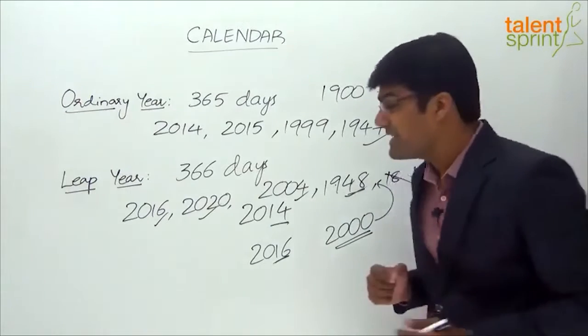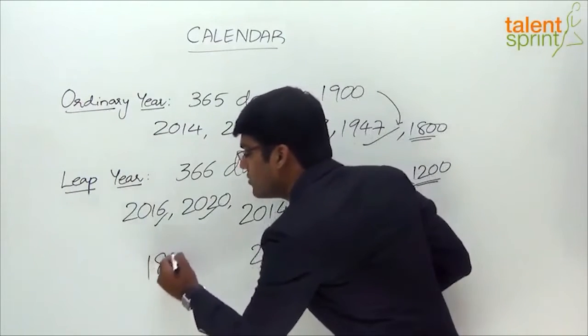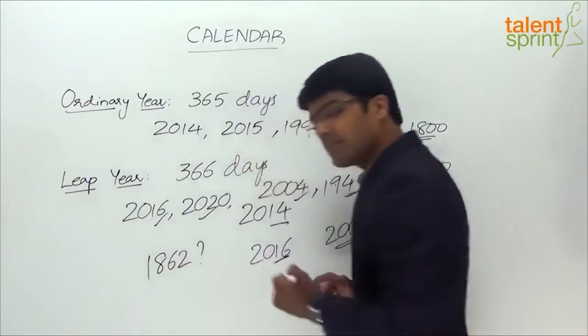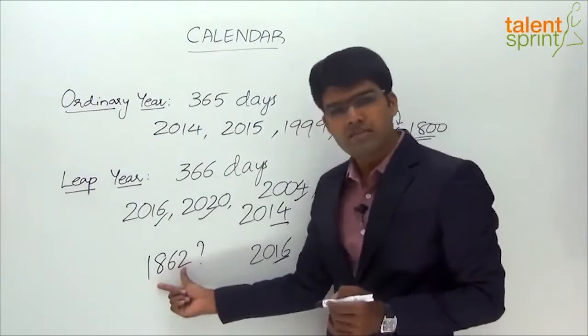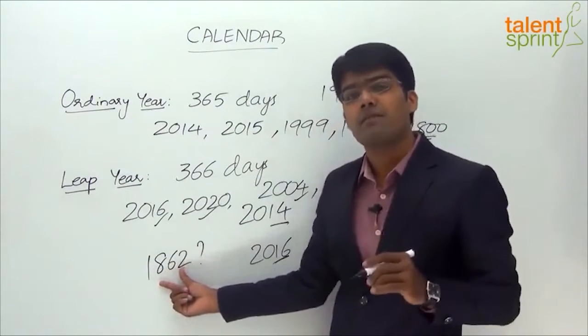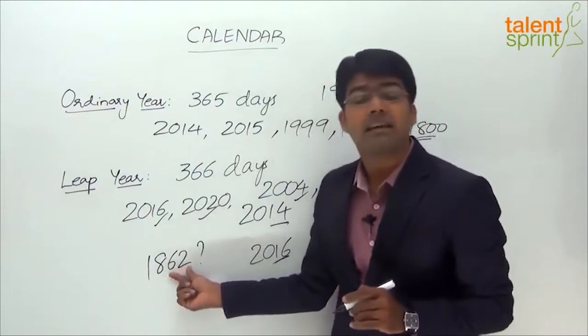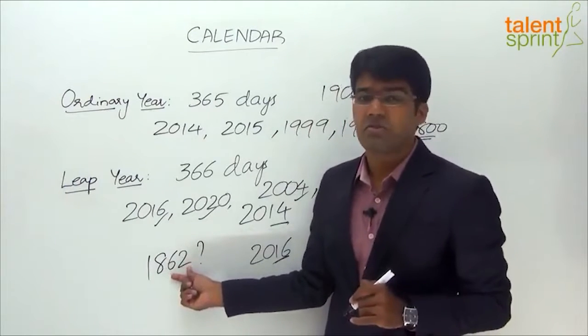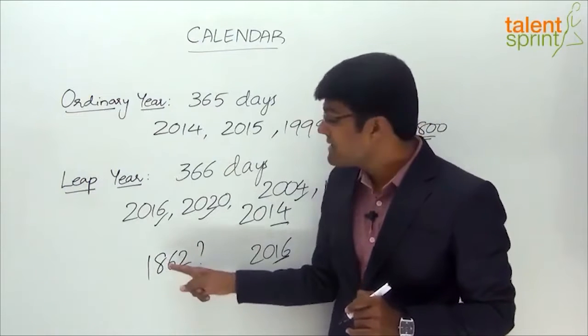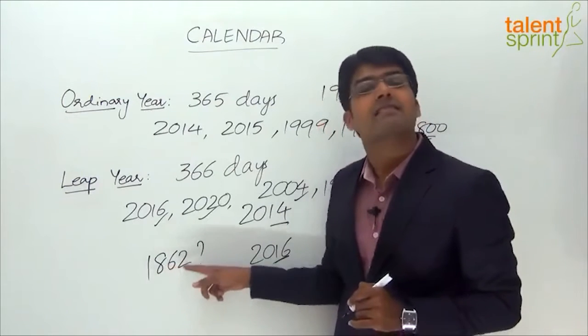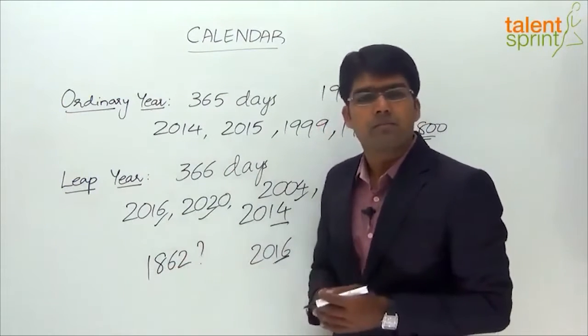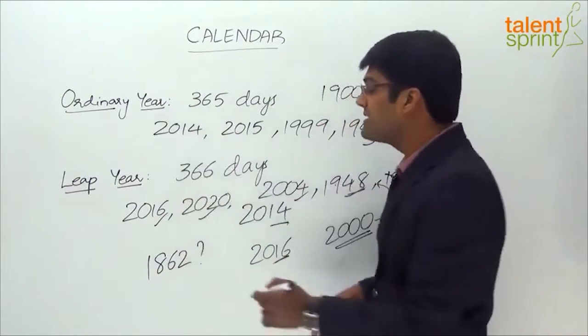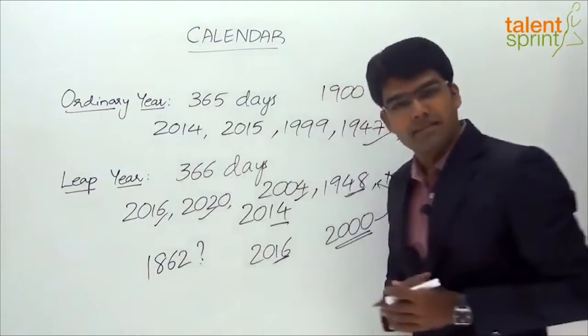So if the question says, is 1862 a leap year or not, how do we check? This is not a century year, so we have to check the divisibility by 4. Now the last two digits here are 62. Is 62 divisible by 4? 62 is not divisible by 4. Hence this number 1862 is not divisible by 4. So this becomes an ordinary year. So 1862 is an ordinary year.